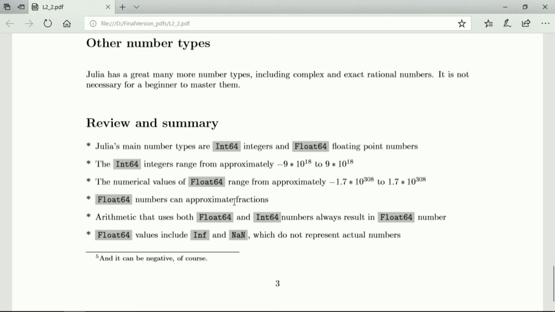Float 64 numbers can approximate fractions, and when we use float 64 and int 64 together, then we're actually always doing the computation with float 64 numbers. And float 64 values include the values inf and nan. They don't represent any actual numbers. This nan represents the result of a computation like 0 over 0, which is undefined, and inf represents the result of a computation that gives a number bigger than any number that you can represent. And that's what we want to say about numbers and number types in Julia.